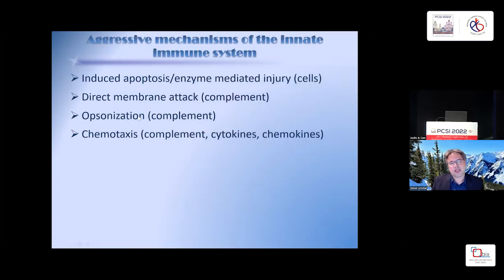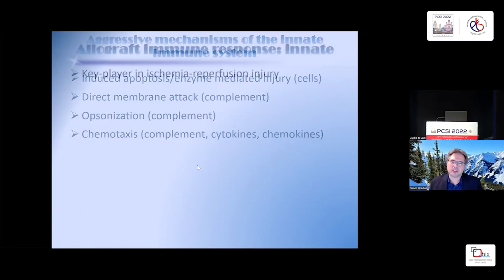The pathways it has to harm something that is recognized as foreign are induced apoptosis and enzyme-mediated injury, direct membrane attack using the complement system, and opsonization, which is basically like dipping a strawberry into chocolate, so it makes it more likely that you eat it, and therefore it makes it more appetizing to antigen-presenting cells. And then chemotaxis is a really important part as well, because basically there's a gradient that evolves that lures other immune cells into the heat of the action towards where the inflammation takes place.